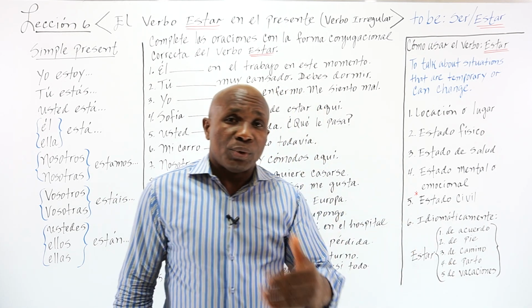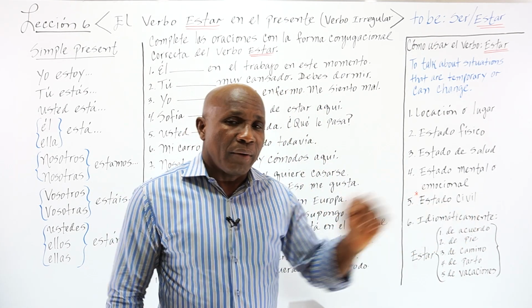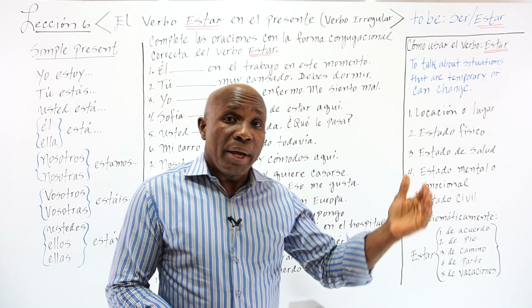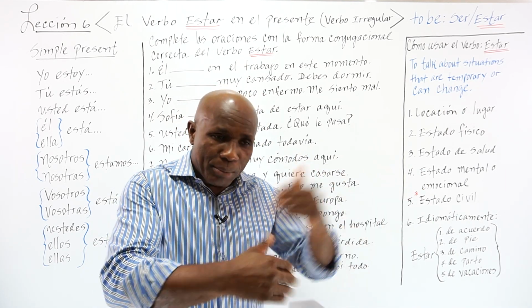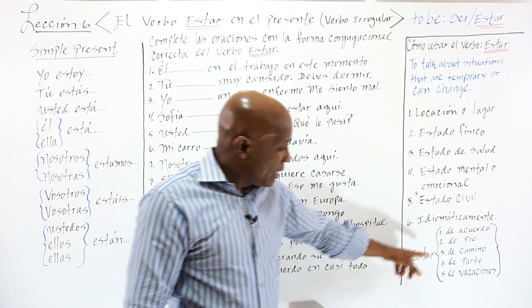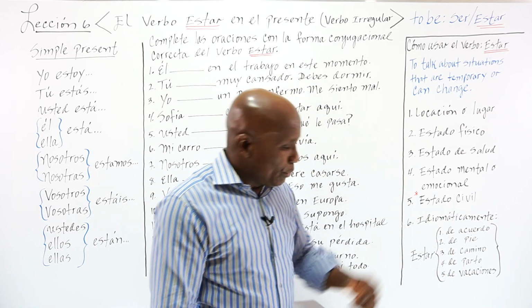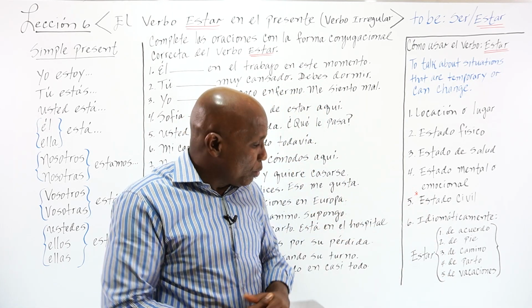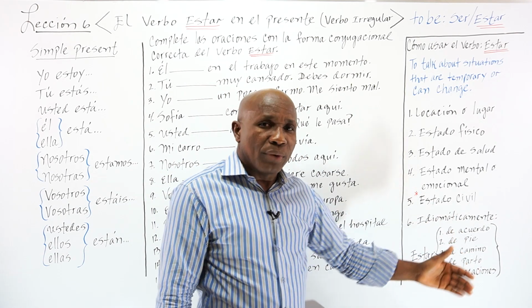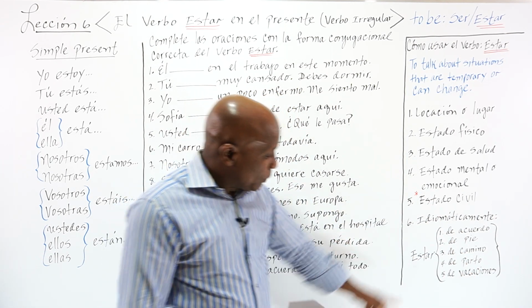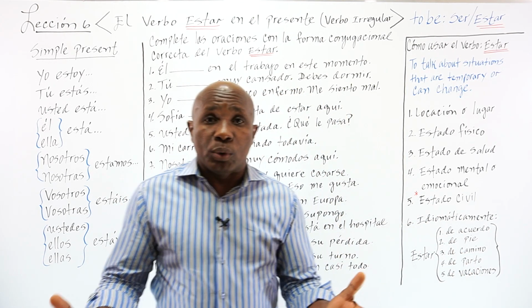Estar de camino, to be on one's way, right? I am on my way. Estoy de camino. I'm going. Estoy de camino, right? That's a verb phrase. I would say estar de camino, right? A verb phrase.